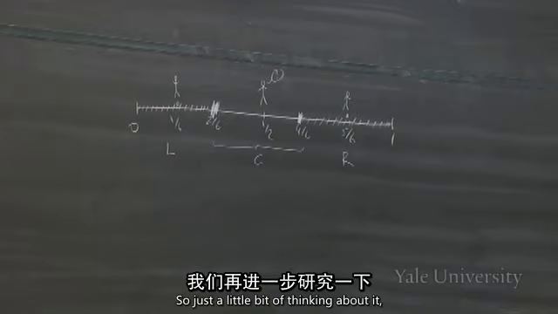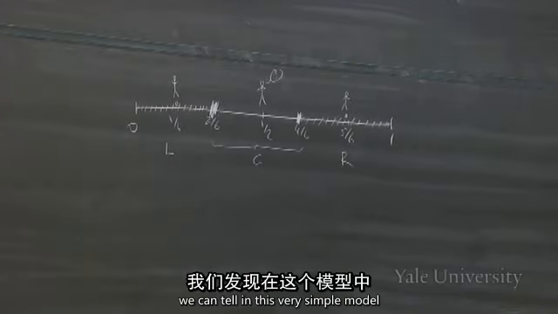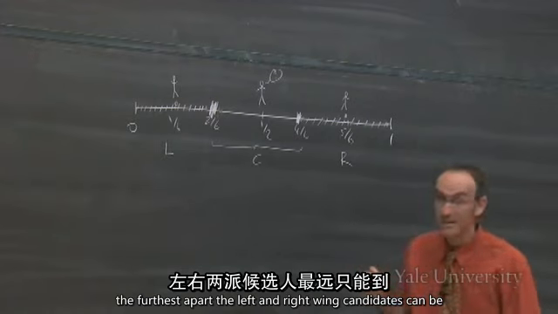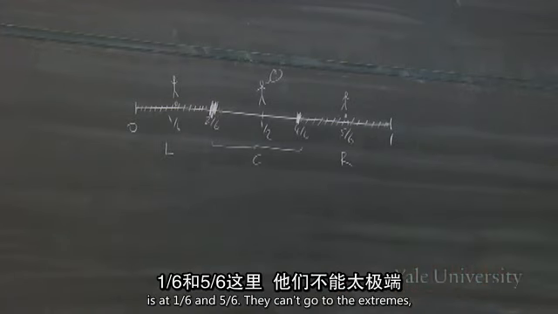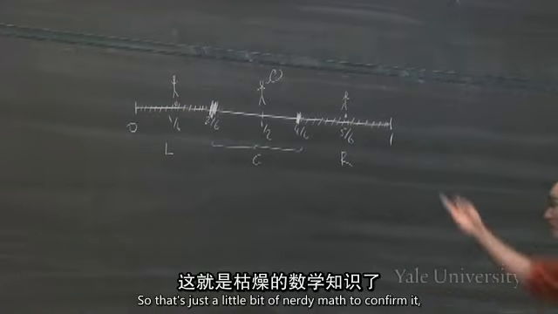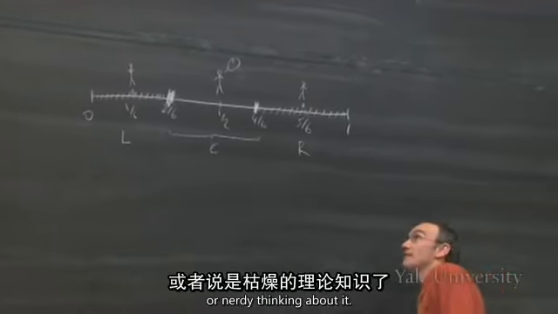All right? So just a little bit of thinking about it, we can tell that in this very simple model, the furthest apart the left and right-wing candidates can be is at a 1/6 and 5/6. They can't go to the extremes, but they're not pulled all the way to the center. So that's just a little bit of nerdy math, or nerdy thinking, to confirm it.